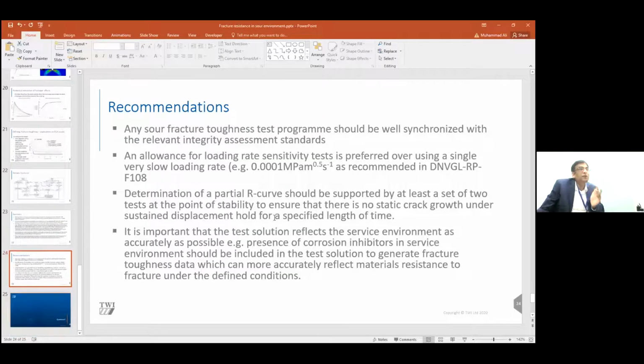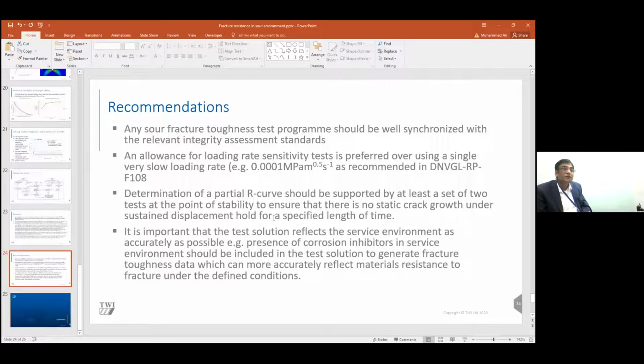We came up with a lot of recommendations. I just tried to summarize some of them. Of course, the fundamental recommendation is that any sour fracture toughness test program should be well synchronized with the relevant integrity assessment standard. And allowance for loading rate sensitivity tests should be given in all fracture toughness test programs depending on the severity of the environment.